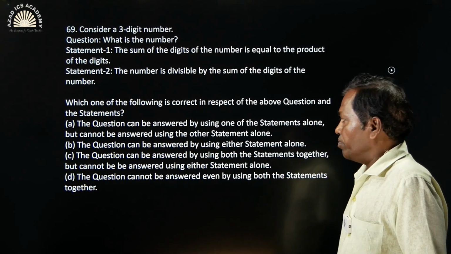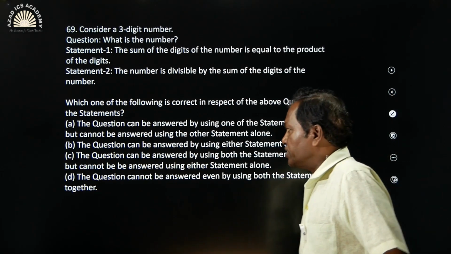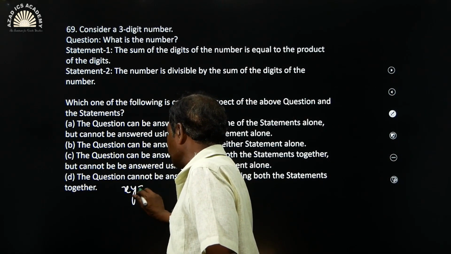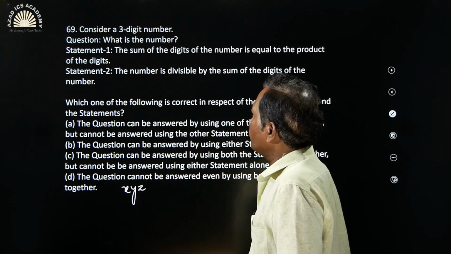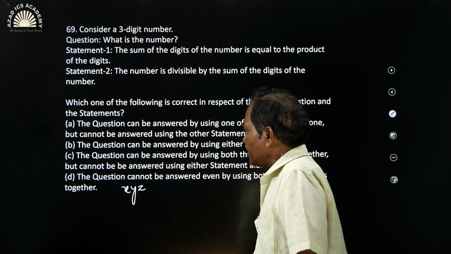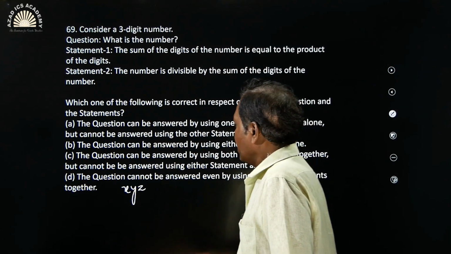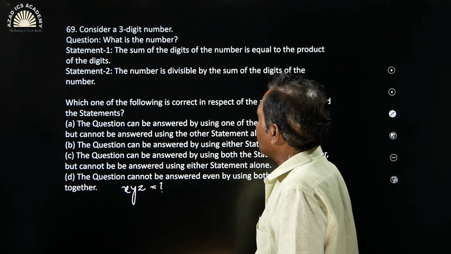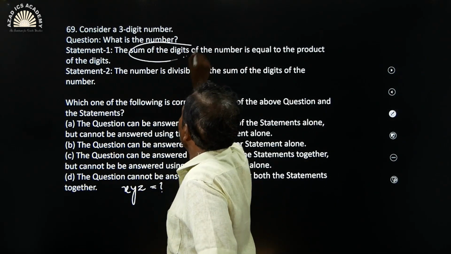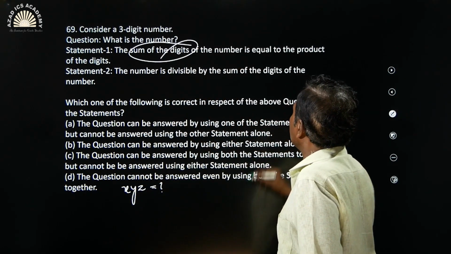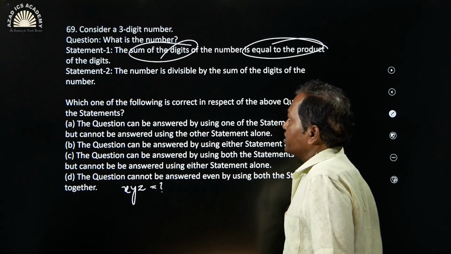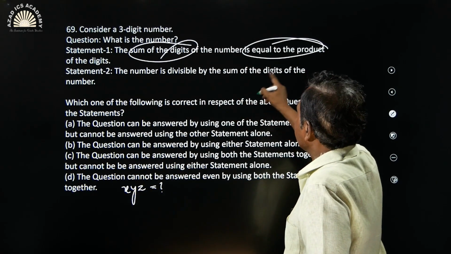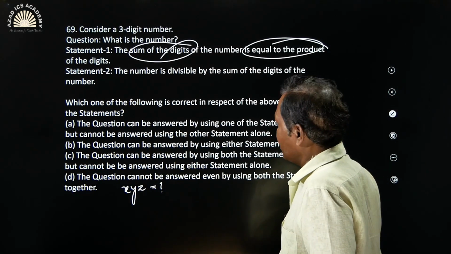Let us see this question. Consider a 3-digit number. A 3-digit number can be X, Y, Z. Question: what is that number? We need to know what is that number. Statement 1 says the sum of the digits of the number is equal to the product of the digits. That is very important. The sum of the digits of the number is equal to the product of the digits.